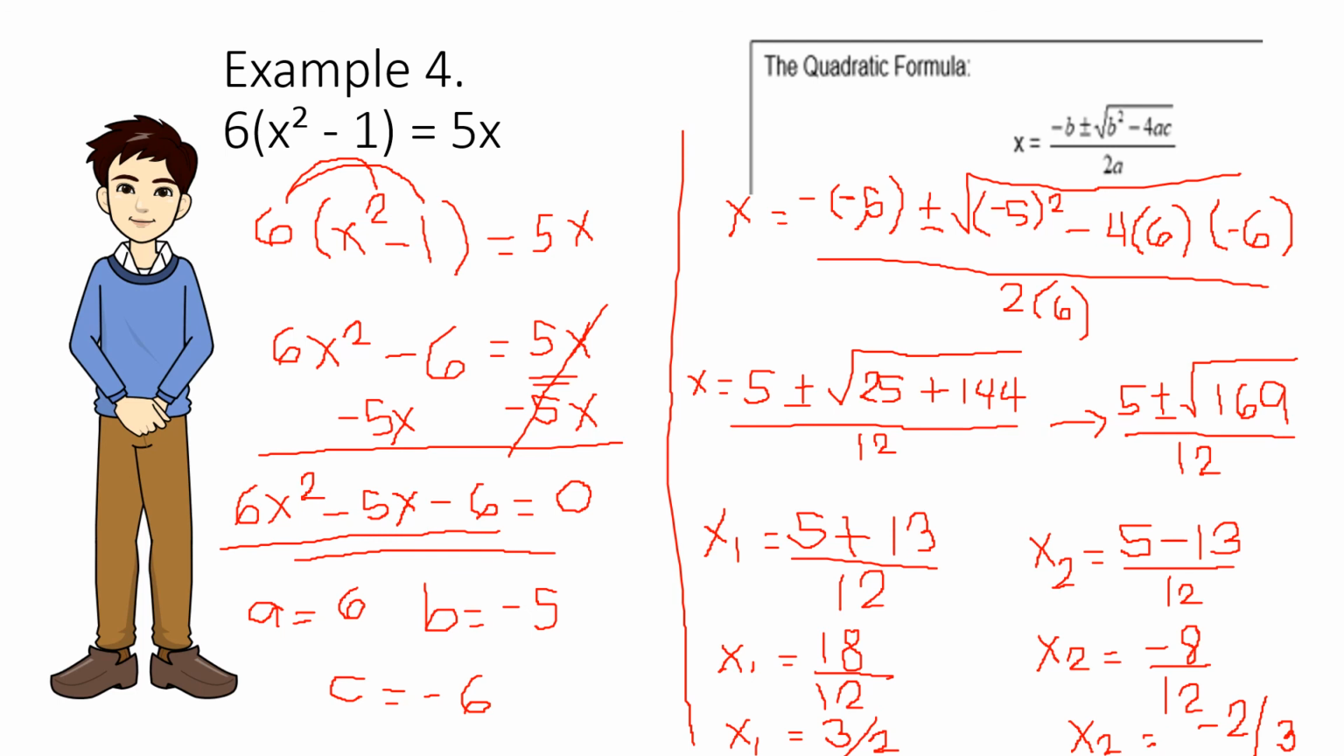The value of x sub 1 is 3 over 2. So, again, sa number 1, ang ginamit natin divisor, greatest common factor nilang dalawa is 6. Kaya nagkaroon tayo ng 3 over 2. Sa x sub 2, ang ginamit natin common divisor, our greatest common factor nila ay 4. Kaya nagkaroon tayo ng negative 2 over 3. So, mat galing!